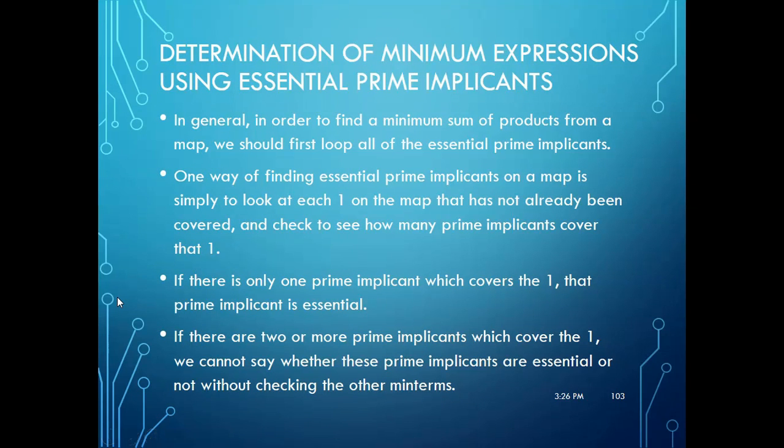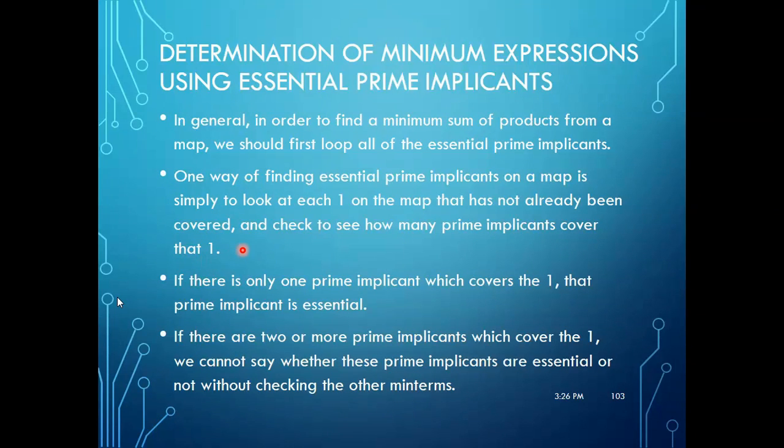So take a note here on the determination of minimum expressions using essential prime implicants. In general, in order to find the minimum sum of products from a map, we should first look for all the essential prime implicants. The first rule is to find the essential prime implicants and start encircling them. One way of finding an essential prime implicant on a map is simply to look at each one on the map that has not already been covered and check how many prime implicants cover that one.